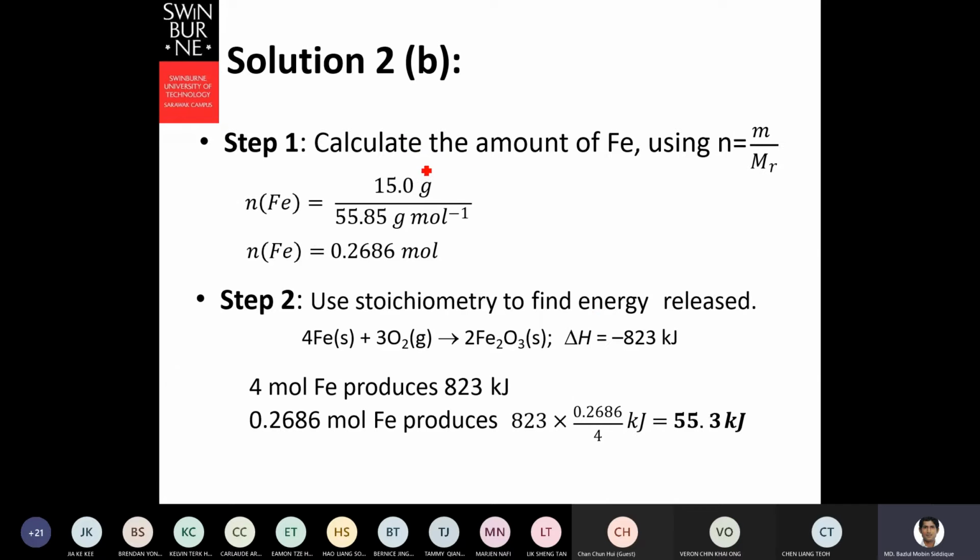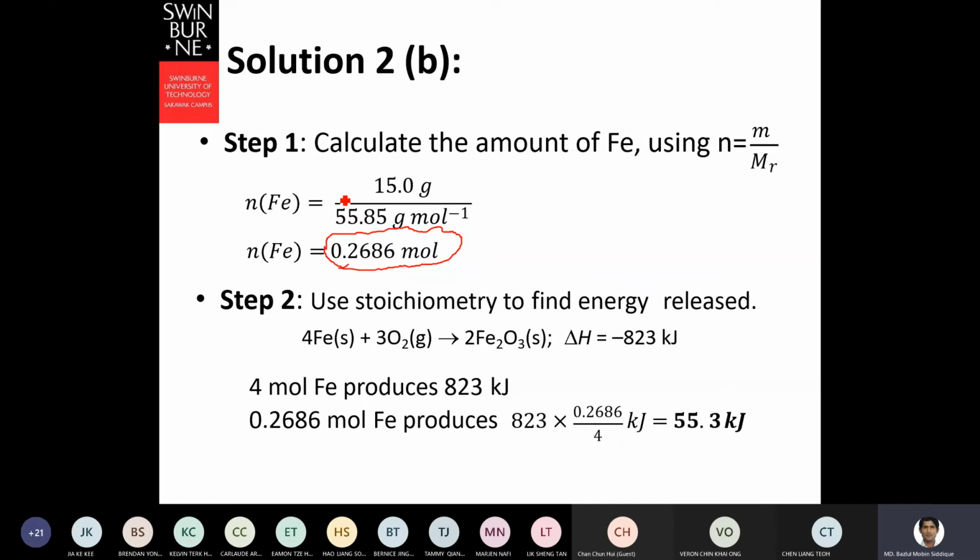And as I said, question number B asks how much energy will be produced. Only 15 grams of iron was used. So 15 grams means 0.2686 moles, right? How do you find it? Just divide grams by grams per mole. We discussed this in the second or third lecture, on how to find the number of moles.